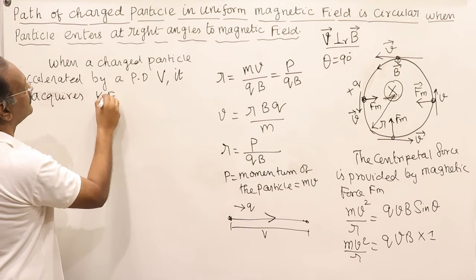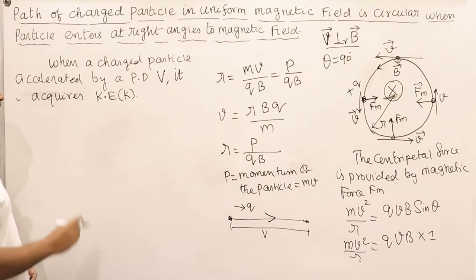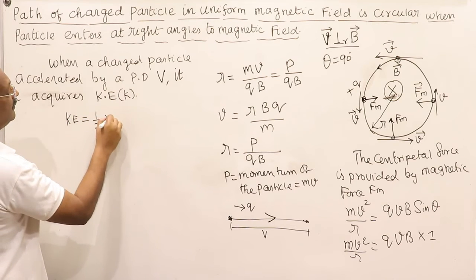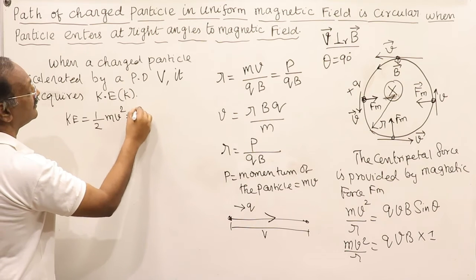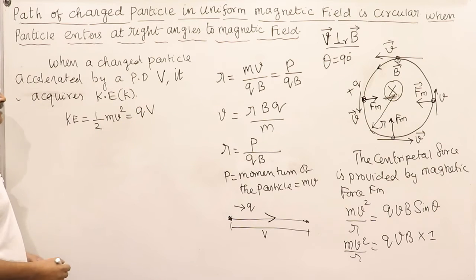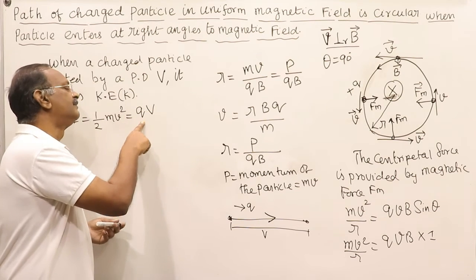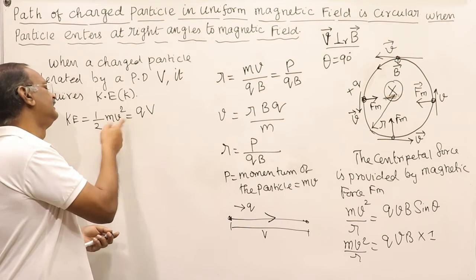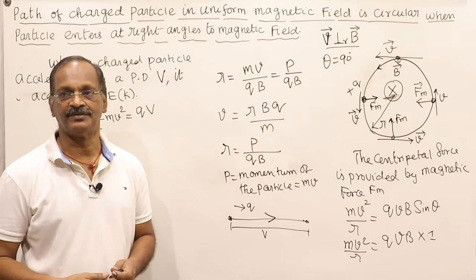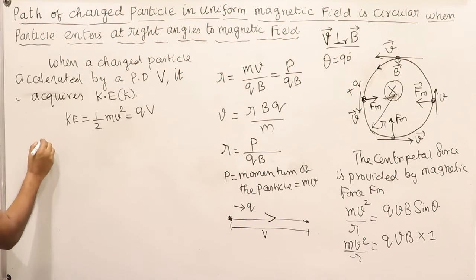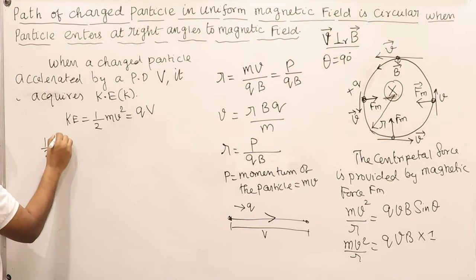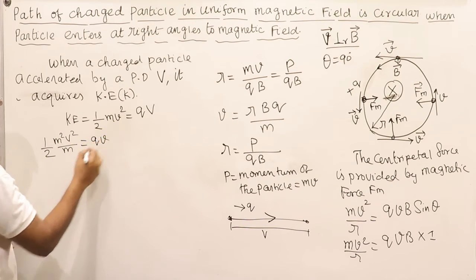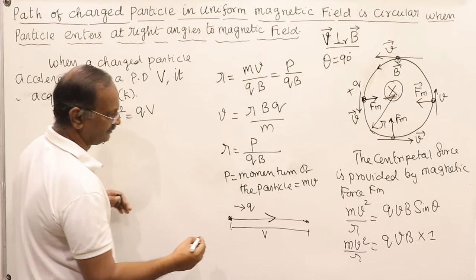The kinetic energy, or in short K, is equal to half into mass into velocity square, which is equal to charge into potential difference. Because when a charged particle is applied across a potential difference, it is accelerated and gains kinetic energy, which is equal to half mv square. Or we can write half into m square v square by m is equal to qV.